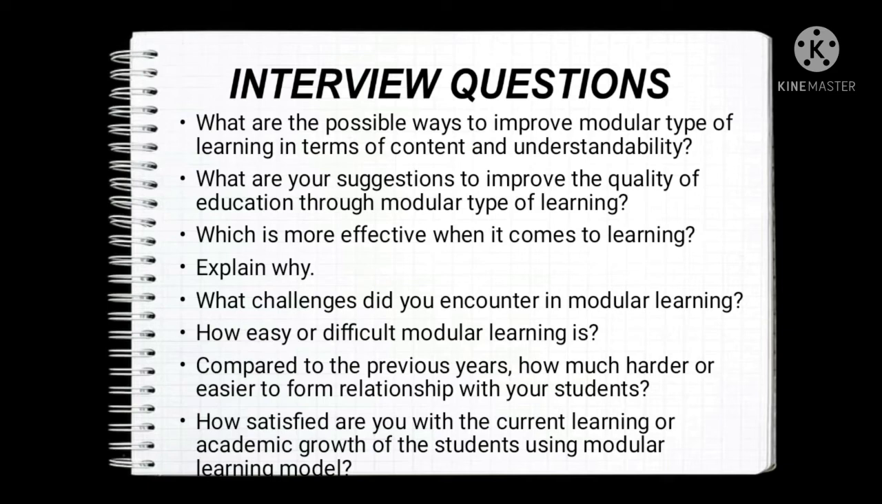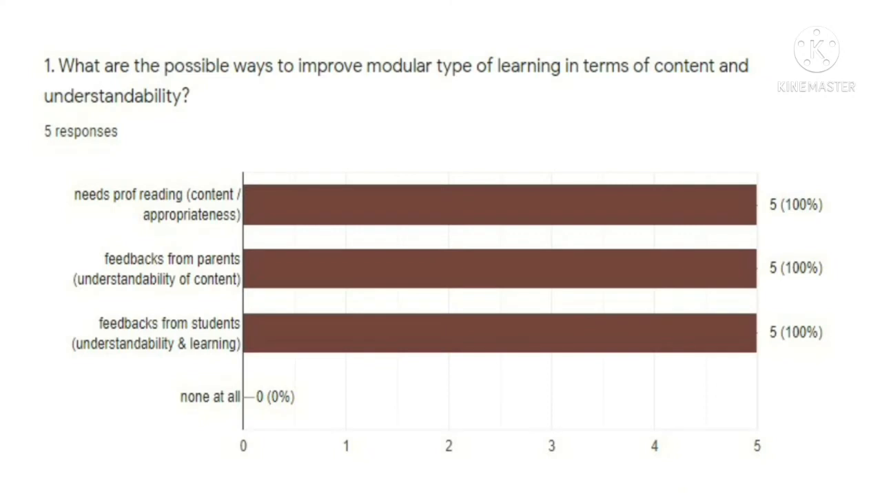Compared to the previous years, how much harder or easier is it to form the relationship with your students? How satisfied are you with the current learning or academic growth of the students using the modular learning model? This is their feedback on the first question. The choices are: it needs proofreading, feedbacks from parents, feedbacks from students, and not at all.